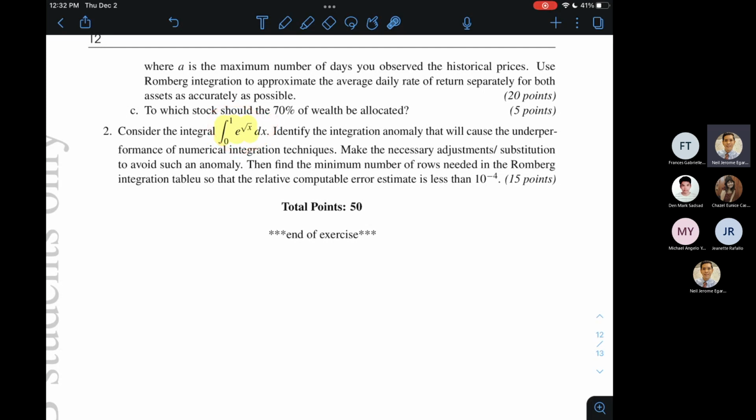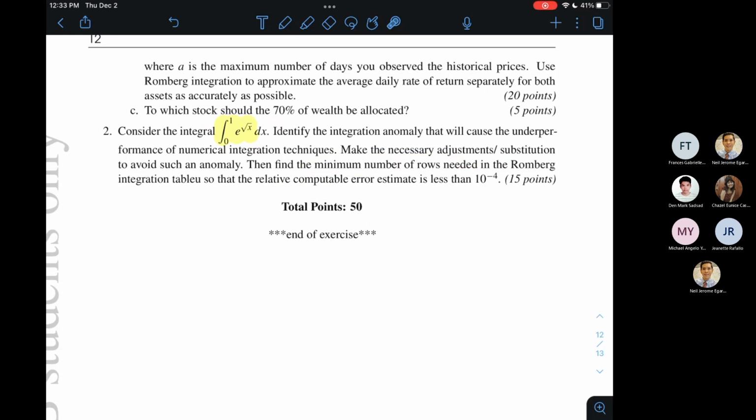Okay? So pag nakuha nyo na yung mas magandang integral, gamitin nyo yung Romberg integration pero row by row. Tapos pag nakabuo na kayo ng rows, computin nyo lagi yung relative computable error estimate, take note of what the value is, tingnan nyo kung kailan siya unang naging less than 10 to the minus 4. And that will be your answer to the minimum number of rows needed in the Romberg integration tableau.